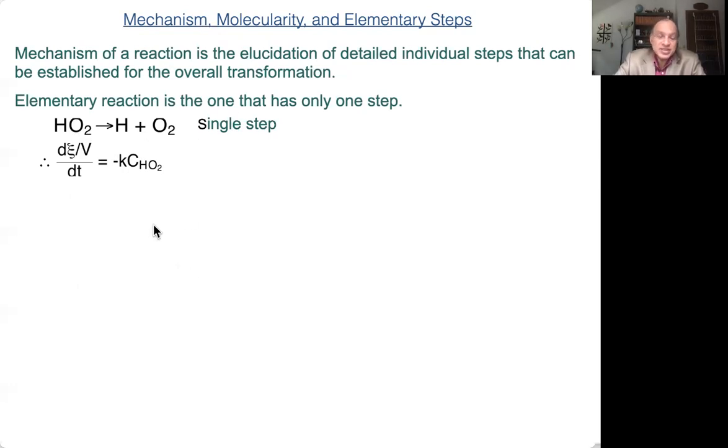So the order of the reaction here is 1 with respect to that reactant. For that particular step, you can write the order. And so it is a first order unimolecular process. Unimolecular because there's only one molecule involved on the reactant side.